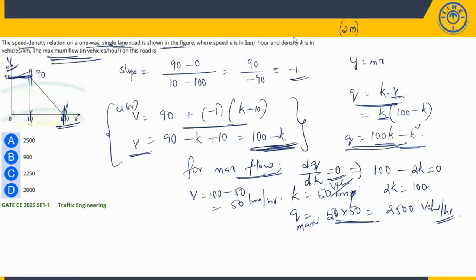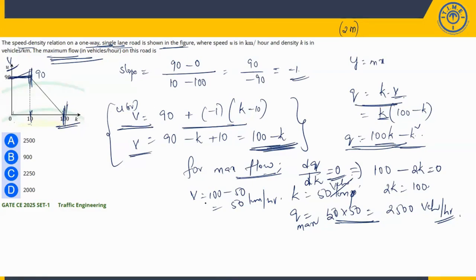Second line, once more. Second line, okay. V equal to 90 plus minus 1 into k minus 10. Listen, my dear students, this is 90. You are asking about this line, right? Please once confirm me, Tangaveni. What I had underlined, this line.